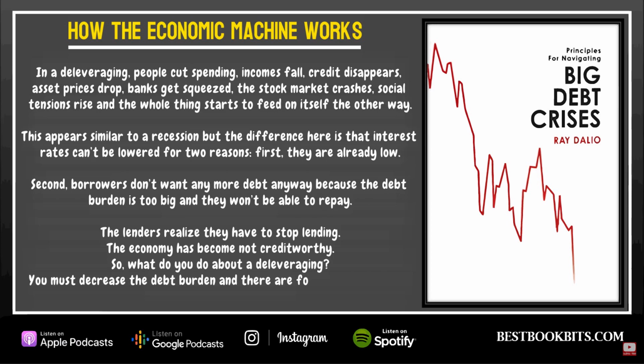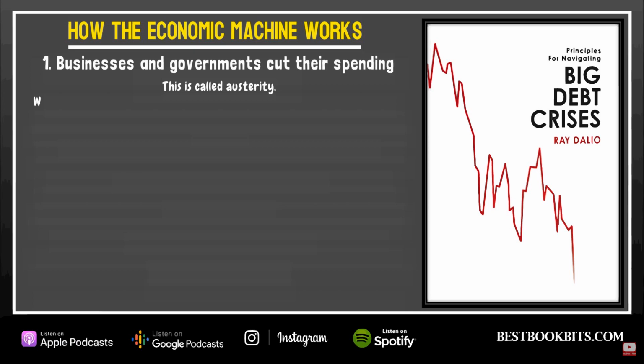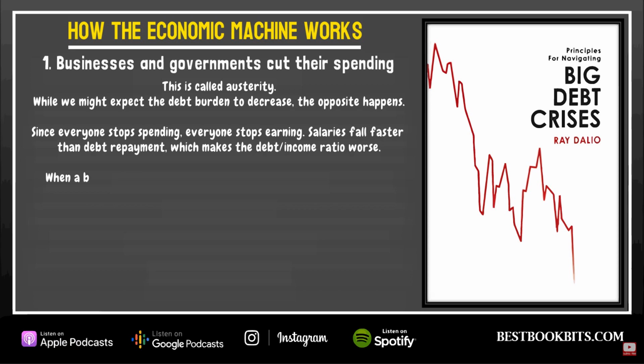So what do you do about a deleveraging? You must decrease the debt burden, and there are 4 ways to do that. Number 1, business and governments cut their spending. This is called austerity. While we might expect the debt burden to decrease, the opposite happens. Since everyone stops spending, everyone stops earning. Salaries fall faster than debt repayment, which makes the debt-income ratio worse.